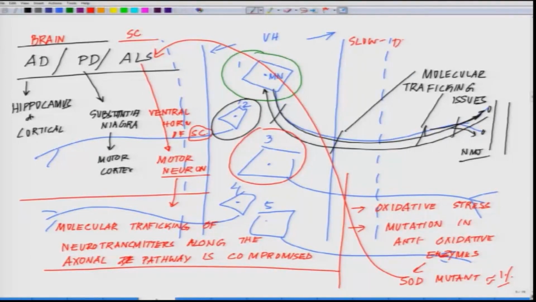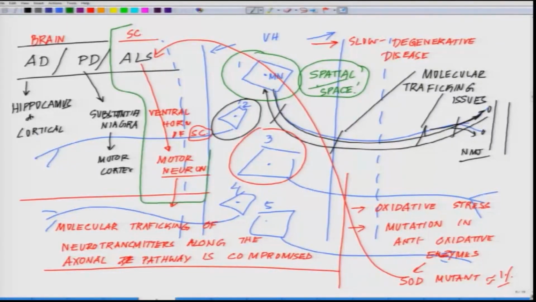it's a slow degenerative disease. It doesn't happen very fast, it slowly progresses, and apart from it they have a spatial feature to it. They do not spread all over, there is a spatiality involved. It means they have certain space preference. So the ALS pattern you see only in the motor neurons of the ventral horn. It does not affect the dopaminergic neurons.